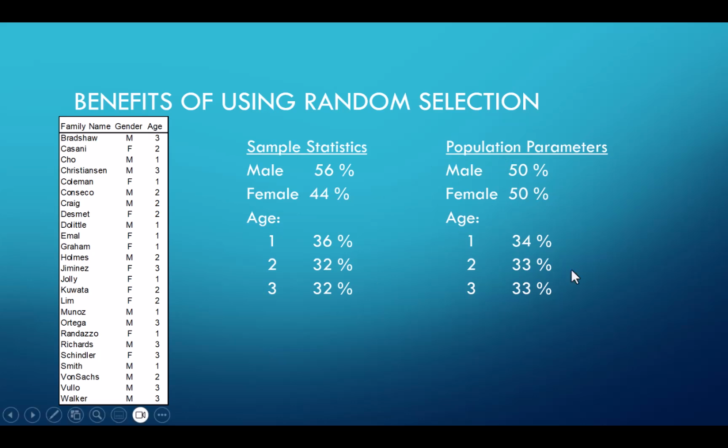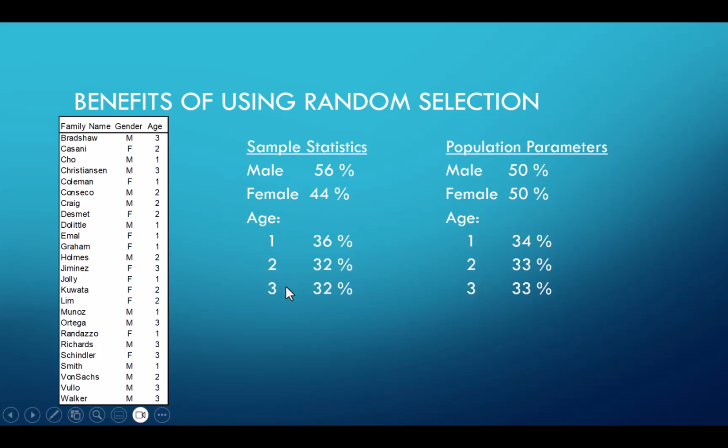So here was my population originally. Again, it was fictitious, so it was pretty perfect. 50% male, 50% female, and then 34, 33, and 33 of age 1, 2, and 3-year-olds. Because again, remember, these are the youngest siblings of Head Start children.